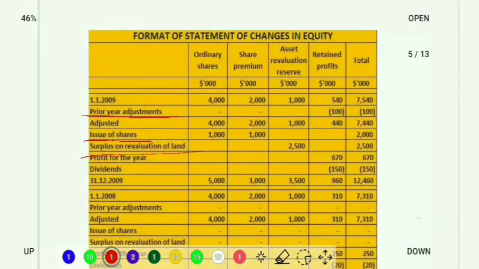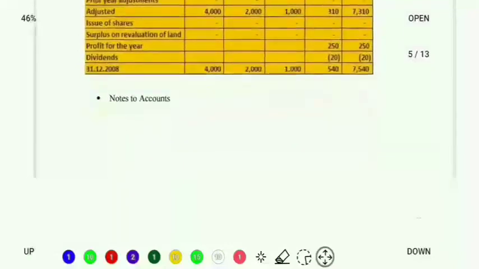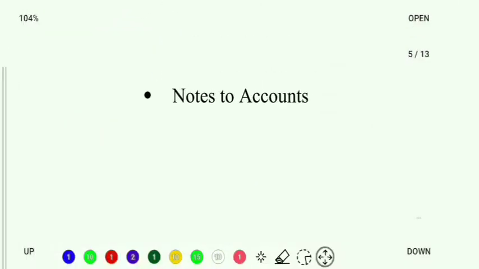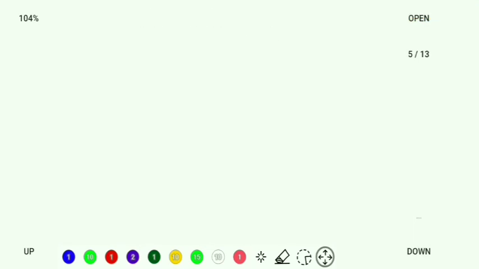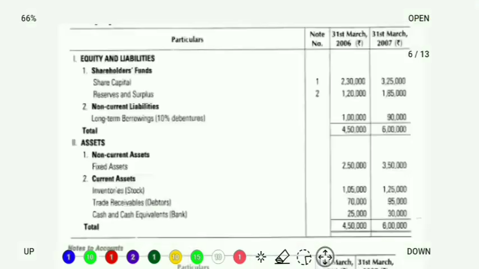So done with this. Next, what we have in hand is my notes to accounts. Now notes to accounts is a very interesting thing. You have already seen this term while looking at the formats for balance sheet and the statement of profit and loss. Now your question may arise, what are notes to accounts? Notes to accounts are the supportive information that we need to provide during the preparation of the financial statements. For example, just have a look at the format, then things will be more clear to you.